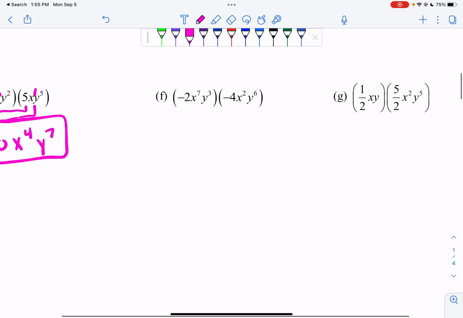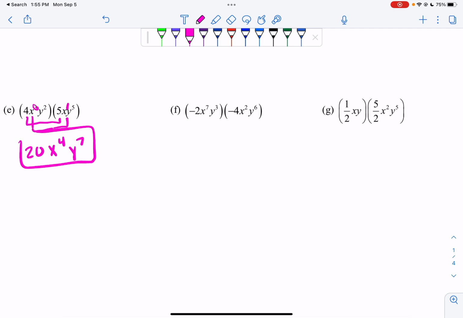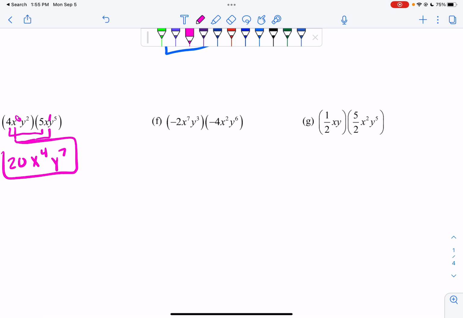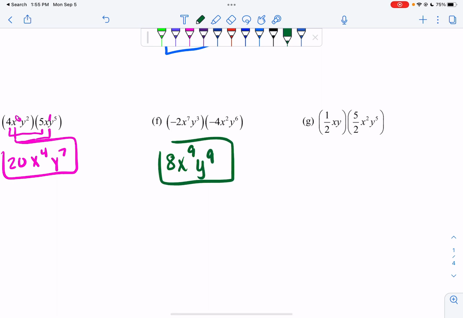And that's a 7. So y squared and y to the 5th makes y to the 7th because 2 plus 5 is 7. Now in F, I have negative 2x to the 7th, y to the 3rd, times negative 4x squared y to the 6th. Multiply your coefficients. Negative 2 times negative 4 is a positive 8. Multiply your x's. 7 plus 2 is 9. And then 3 plus 6 is also 9. So I get y to the 9th. So my final answer is 8x to the 9th, y to the 9th.